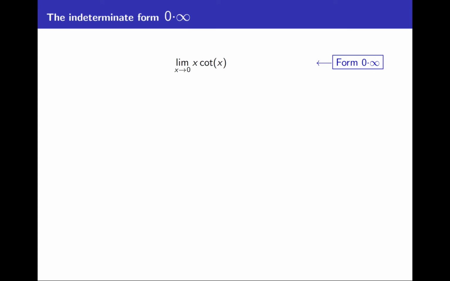L'Hopital's rule only applies to limits of indeterminate form 0 over 0 or infinity over infinity. But we learned last time how to convert this problem into one of those forms that L'Hopital's rule applies to. You're either going to bring the x down to the bottom as 1 over x, or the cotangent x down to the bottom as 1 over cotangent x, as its reciprocal.